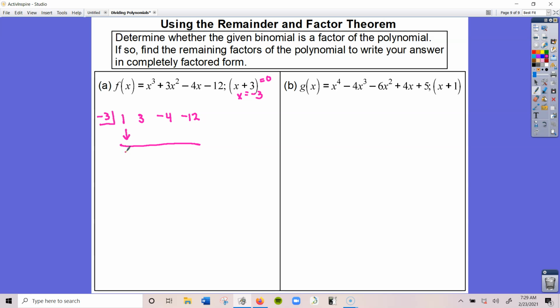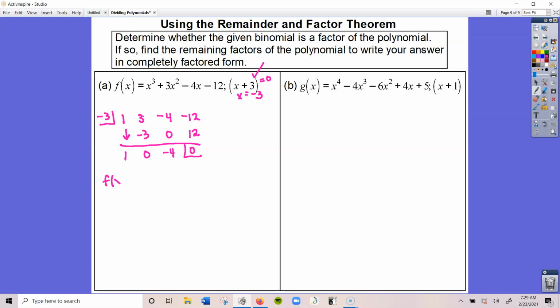Bring down the 1. 1 times negative 3 is negative 3. 3 minus 3 is 0. 0 times negative 3 is 0. Negative 4 plus 0 is negative 4. Negative 4 times negative 3 is 12, and we end up with a remainder of 0. So that means that x plus 3 is a factor of the polynomial.